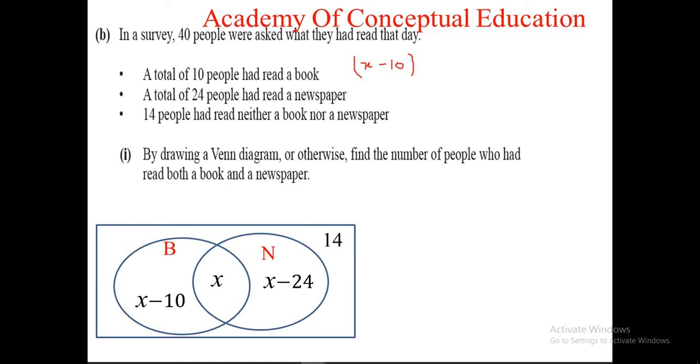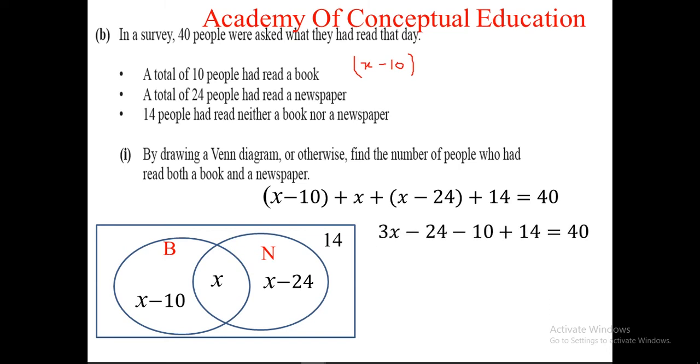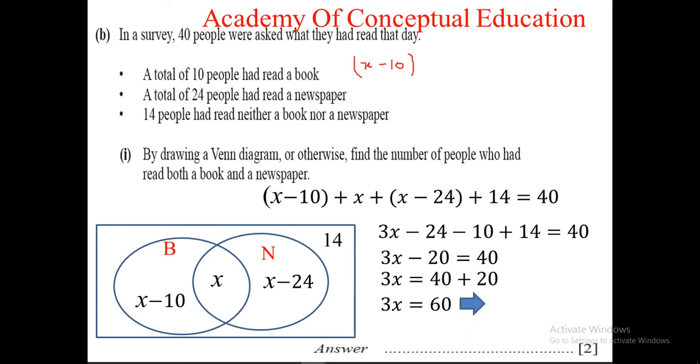Now the total number of people is 40, so we have to add all these numbers. So x minus 10 plus x minus 24 plus 14 is equal to 24. If you further simplify it, we can get the value of x. So the value of x will be 3. I hope that the concept is clear.